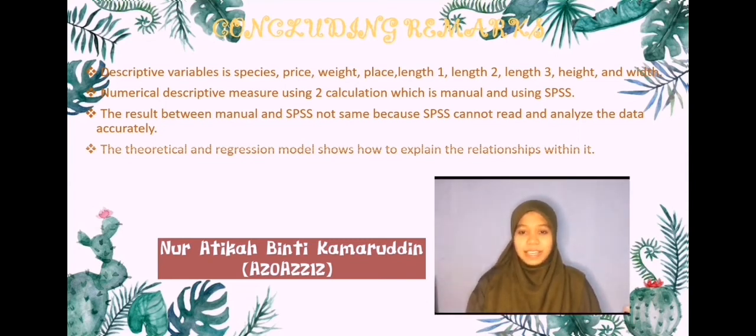Next, the theoretical and regression model shows how to explain the relationships within the data. The use of graphs, on the other hand, is highlighted in the matrix plot models, where it shows a graphically confusing appearance, and a multivariable model will be used to control for confounding and the appearance of graphically confusing interaction. So, regression models can test and estimate this interaction. Lastly, the form of distribution can be divided into two types, namely symmetric and non-symmetric.